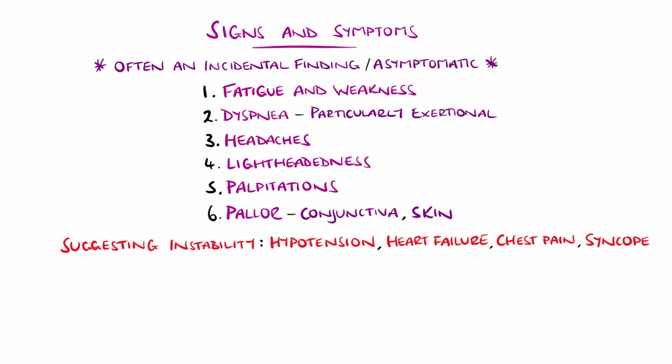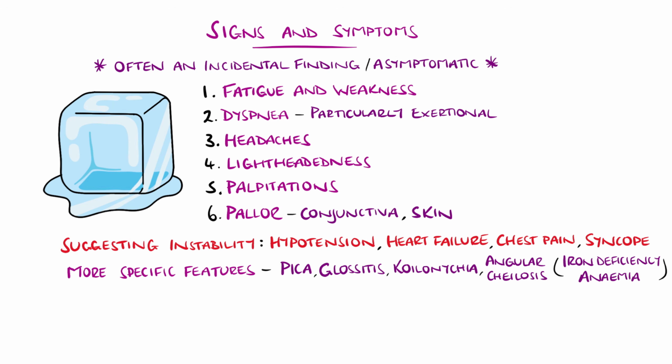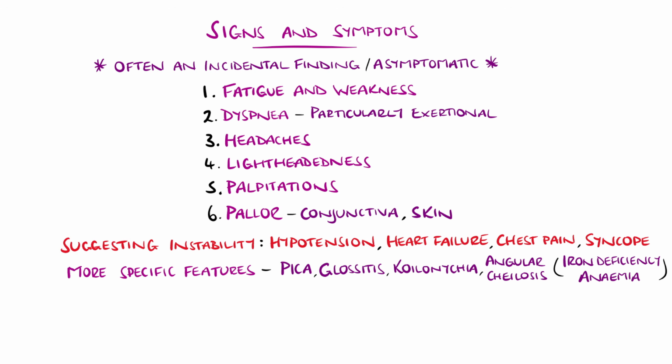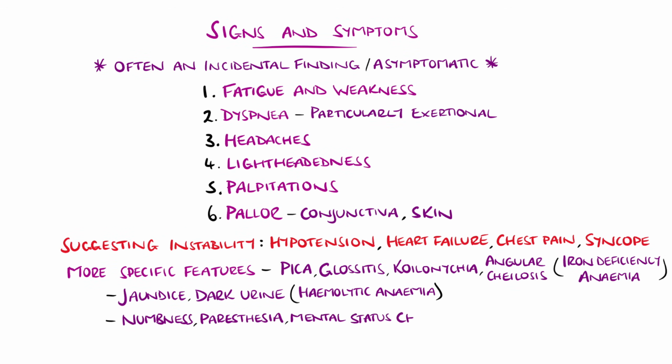Some features suggest a more specific anemia, like iron deficiency may have pica, where patients crave chewing strange things like ice cubes and dirt, and other symptoms can include glossitis, koilonychia, meaning spoon-shaped nails, and angular cheilosis, meaning cracking sores at the corners of the mouth. Hemolytic anemia can often have jaundice and dark urine as a result of the increased serum bilirubin, and vitamin B12 or folate deficiency can also cause neurological manifestations such as numbness, tingling, or even changes in mental status or mood that may mimic dementia.